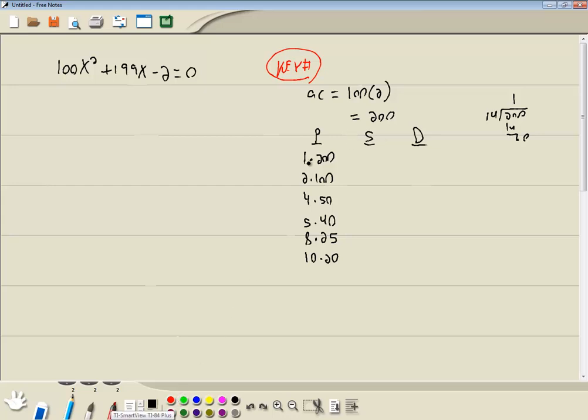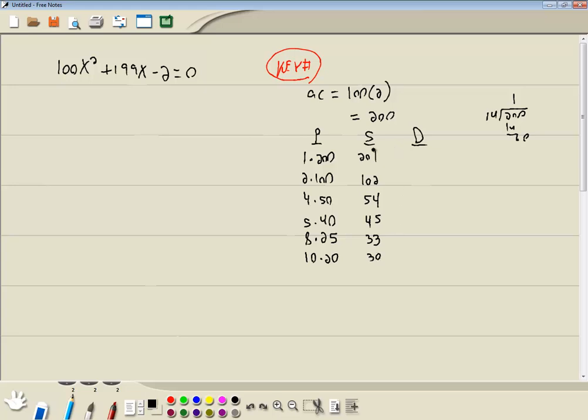Okay, the sum column, we're going to add these together. 1 plus 200 is 201. 2 plus 100 is 102. 4 plus 50 is 54. 5 plus 40 is 45. 8 plus 25 is 33. 10 plus 20 is 30.